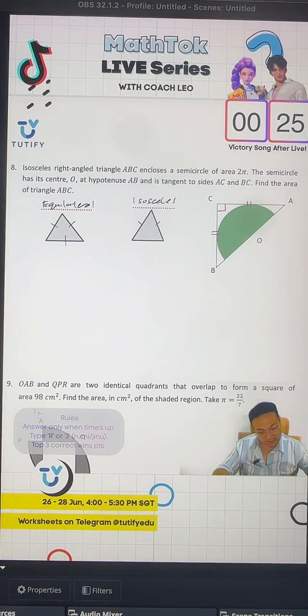And there's a semicircle inside it. The area of the semicircle given to you is 2 pi. So they already gave you the area of this semicircle. The semicircle has the center O. Okay, so let's say this is the center O. And the hypotenuse AB is the tangent to the sides, AC and BC. Find the area of the triangle ABC. So students, they're asking you to find the area of the triangle.